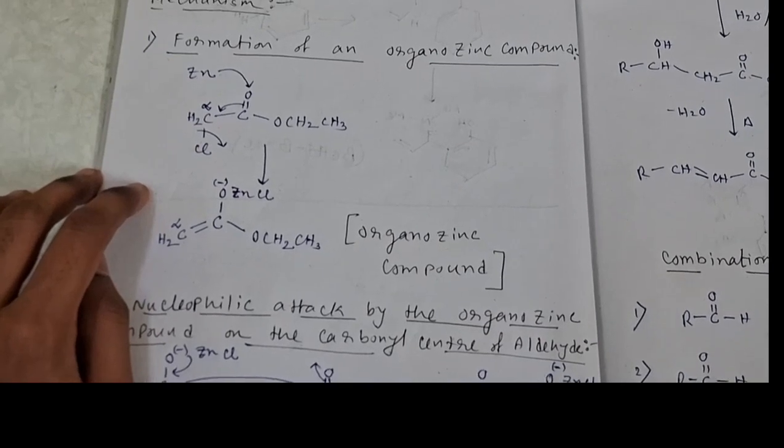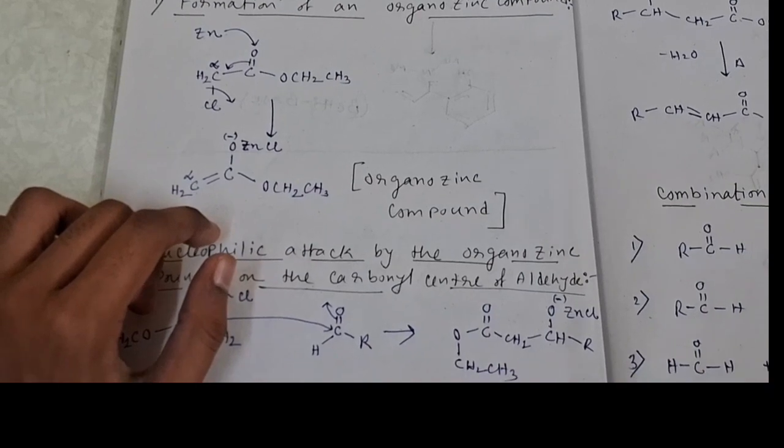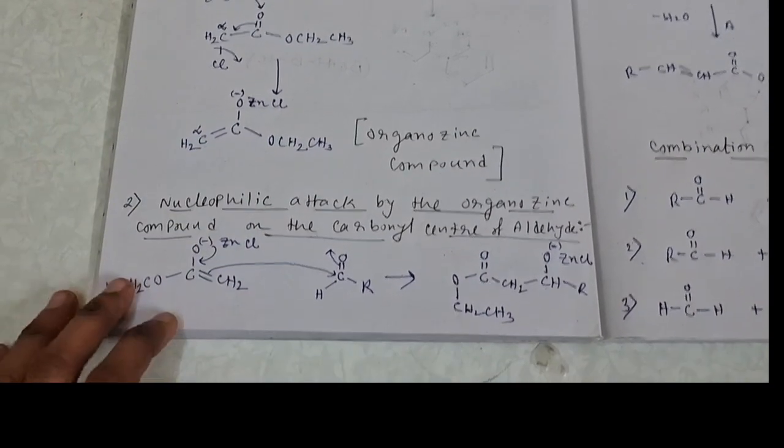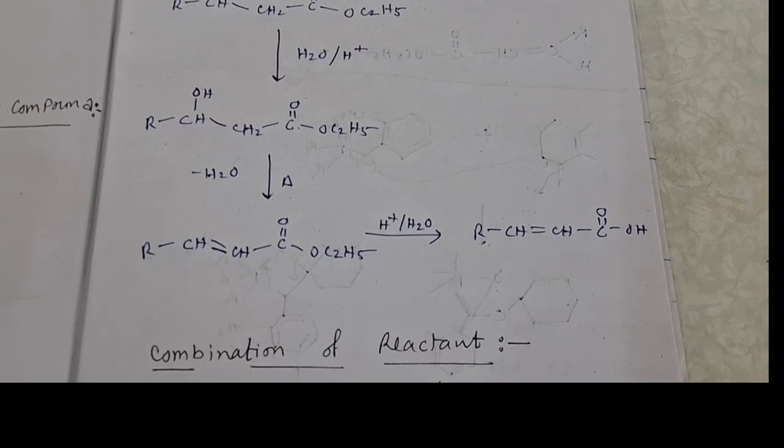You can see that the first step is the formation of the organo-zinc compound, because zinc is added here and it reacts as a metal and it coordinates with the oxygen of the carbonyl group. Hence here an organo-zinc compound formation takes place, which proceeds the reaction further via nucleophilic attack, and finally we need to hydrolyze this species, and by heating the removal of water takes place, and we can finally obtain our desired alpha beta unsaturated acid.